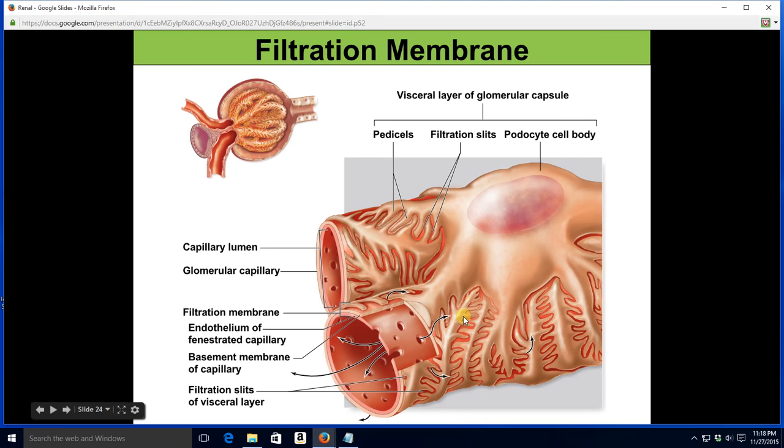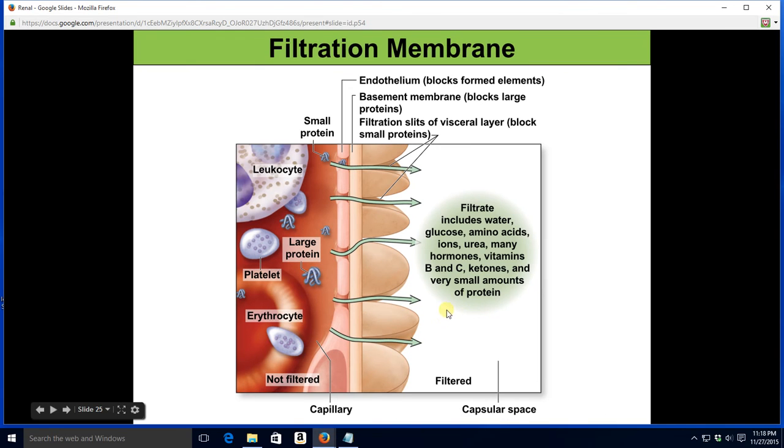We're going to zoom in right here. And there we've done it. We've zoomed in. We've got blood on the left. We've got filtrate on the right. And we see only small stuff: water, glucose, amino acids, ions, urea, which is a waste product, hormones, vitamins, ketones, very small amounts of little proteins. Most proteins are too big, like albumin is too big, platelets, too big, white, red blood cells, too big. They cannot get through the little fenestrations or the little spaces between the feet of the podocytes.